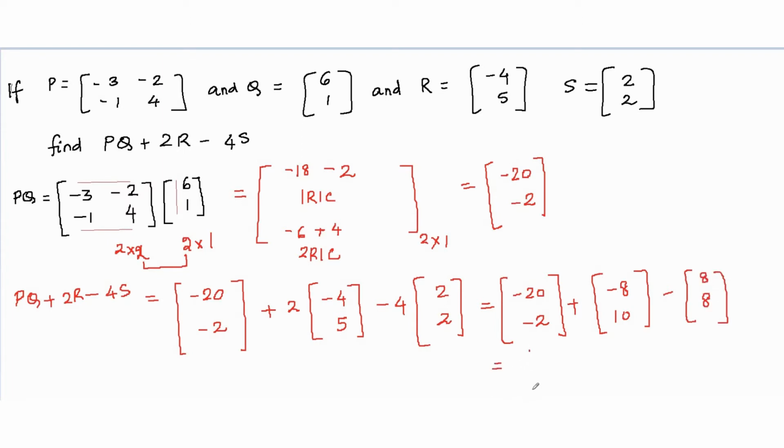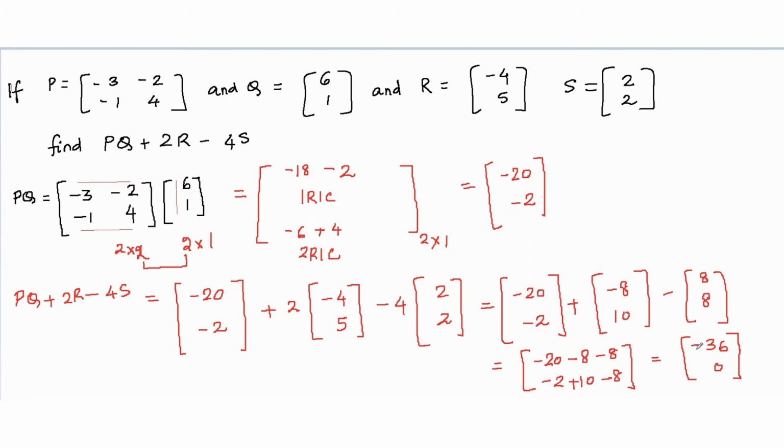So now let's combine the individual elements. So it becomes minus 20, minus 8, and then minus 8, right? So be careful with the addition subtraction. And then you have minus 2 plus 10, negative 8. And therefore the final answer is going to be negative 36, and negative 2, negative 8 is negative 10, positive 10 is 0. And therefore the resulting matrix is negative 36 and 0, right? So this is my final answer.